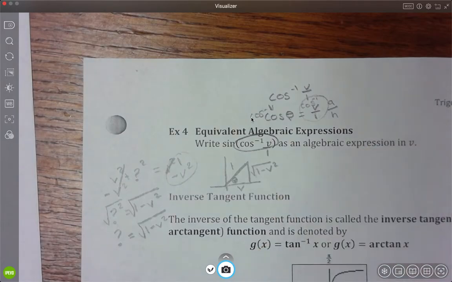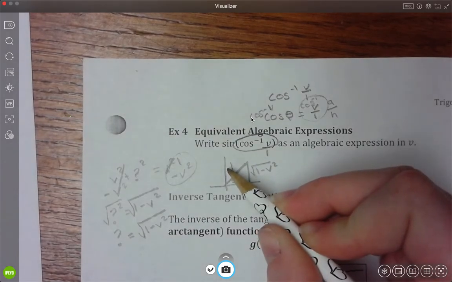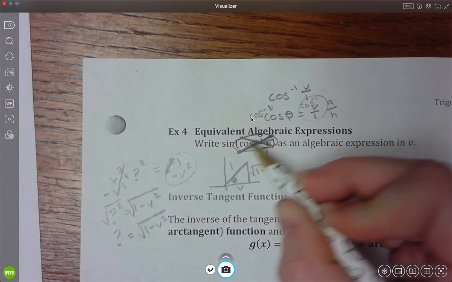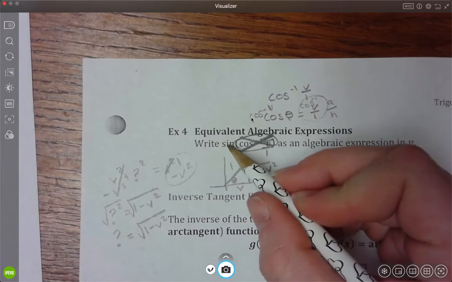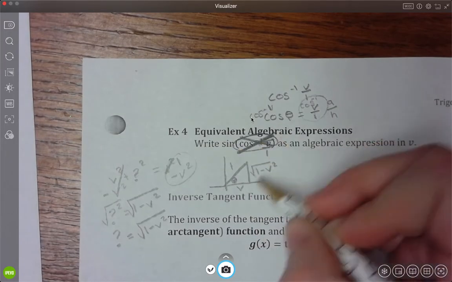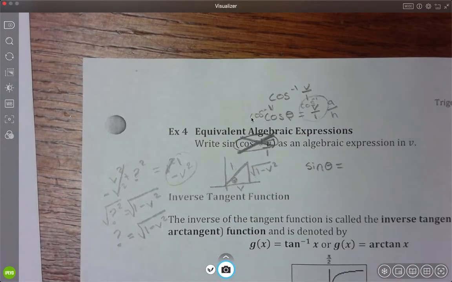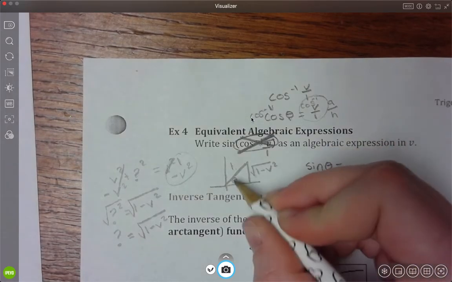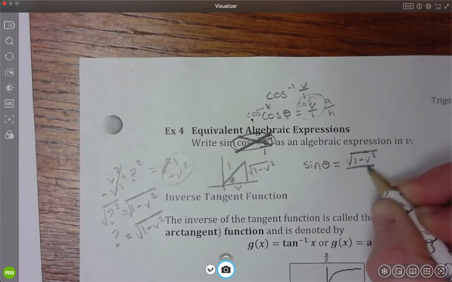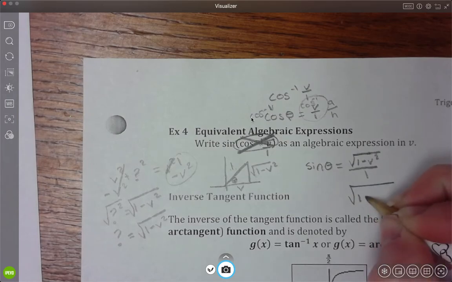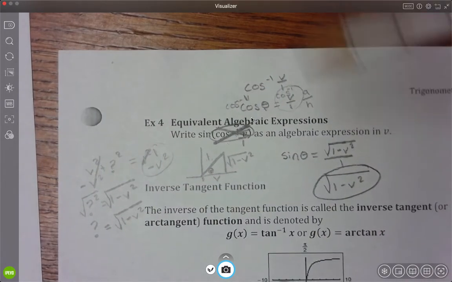Okay, so now where are we at with our expression? This triangle I created from this information, so by this information I know what this triangle looks like, right? And now I just want to find sine of this thing, sine of angle theta. So sine of angle theta here is just opposite over hypotenuse, which is the square root of 1 minus v squared all over 1, or just the square root of 1 minus v squared. Okay, so that was terribly ugly, but we've written it as an expression for v.